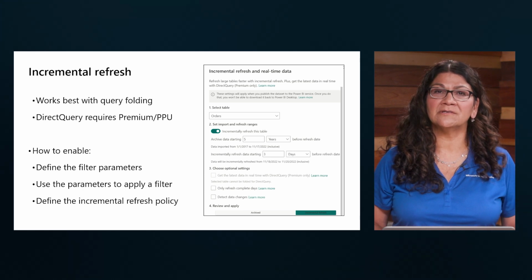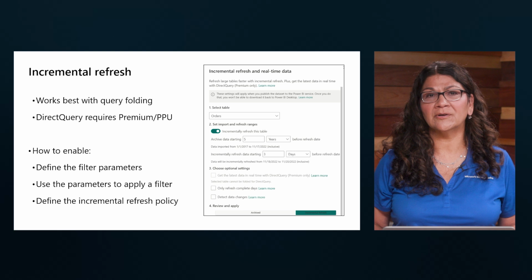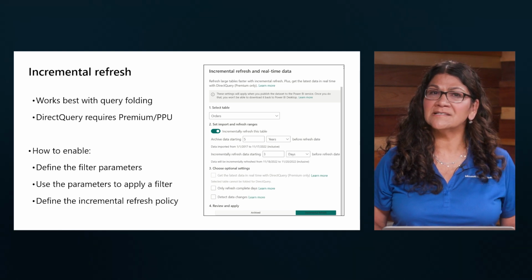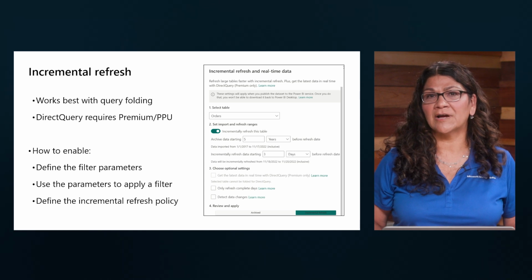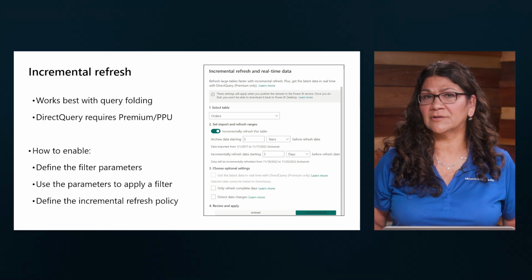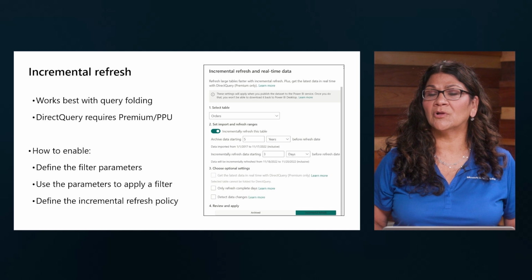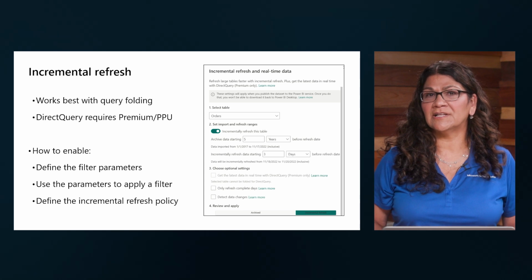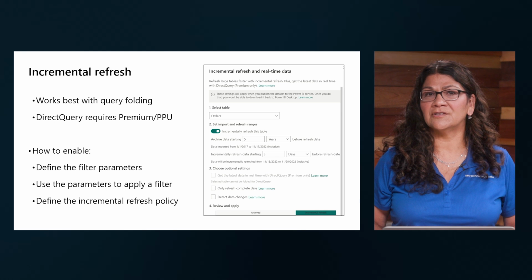It should only be used on data sources and queries that support query folding. If query folding isn't supported, incremental refresh could lead to a bad user experience because it will pull all data, potentially multiple times. To set up an incremental refresh, you will need to define the filter parameters in the Power Query Editor and use the parameters to apply a filter.